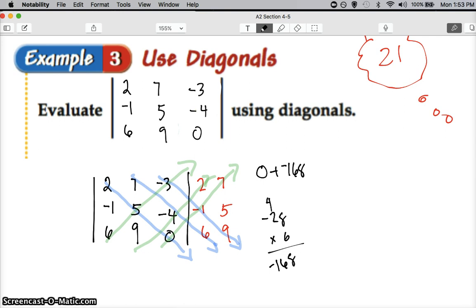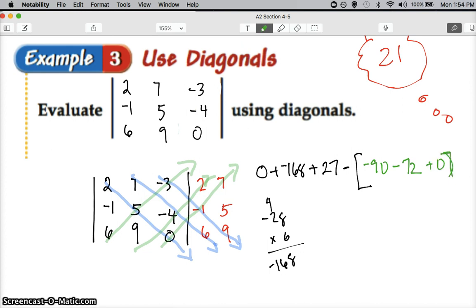And then, when I multiply all of these together, I'm going to get a positive 27, right? Negative times negative is a positive 3, times 9 is a positive 27. And so now I've got to do my subtraction. I'm multiplying 6 times 5 times negative 3, which gives me 30 times negative 3, which is negative 90. 9 times negative 4 is a negative 36, times 2 gives me a negative 72. 0 times negative 1 times 7 is going to give me a 0.